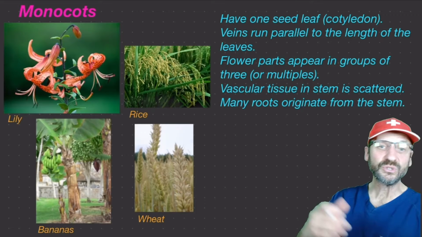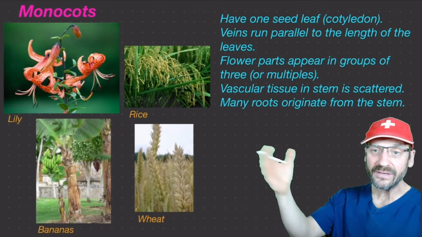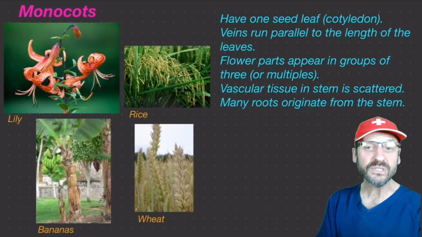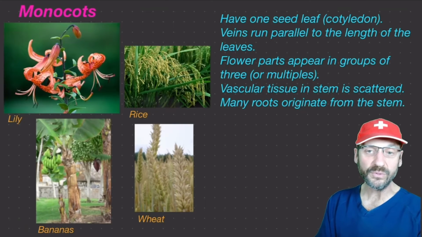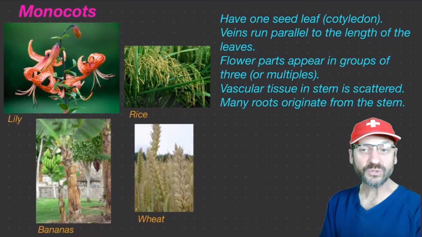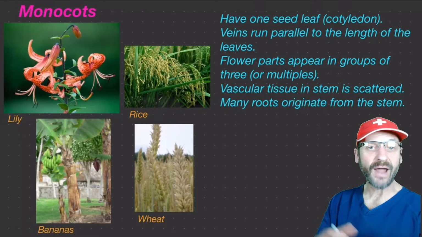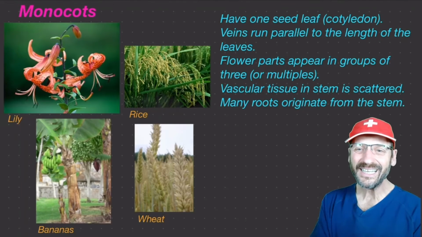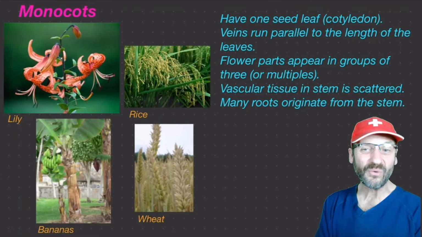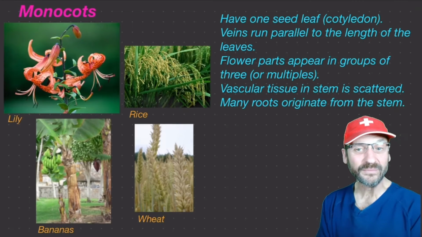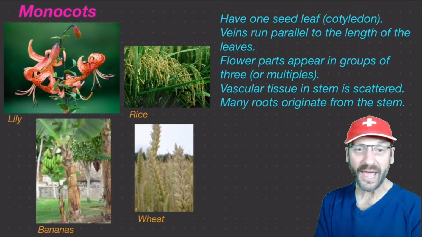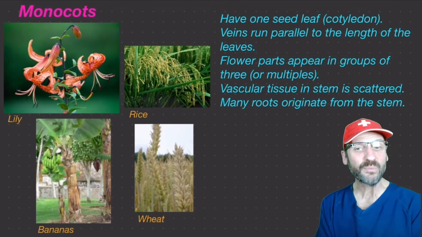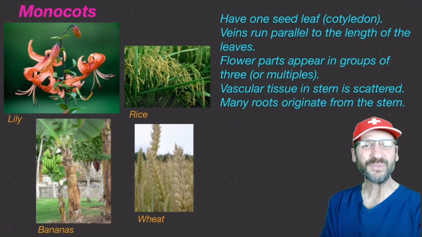Examples include the true lilies you can see over there, not the water lilies, that one will come later. We also have orchids, grasses, and palms in that group. Many crops are also monocots, such as rice, as you can see up here. And also wheat or cane sugar and corn. Tropical fruits such as bananas, and I got a picture on the far left over there, or pineapple also belong to this group.